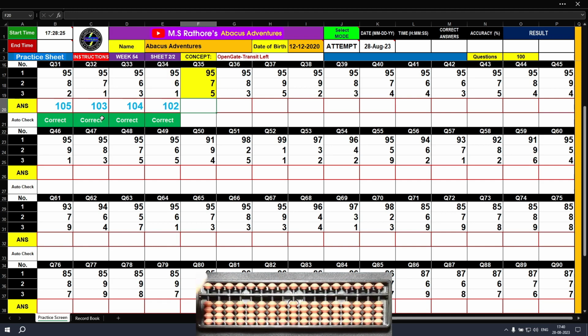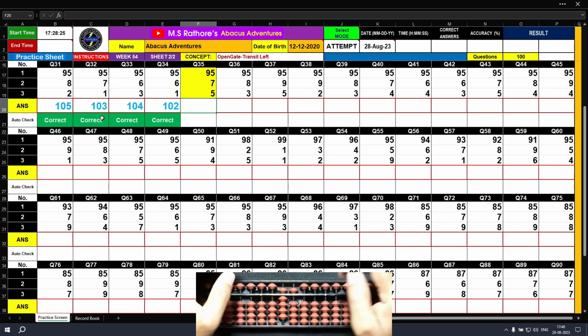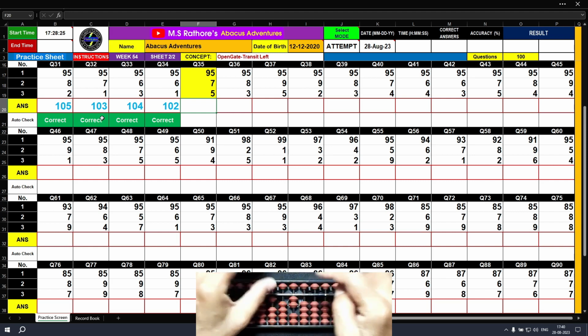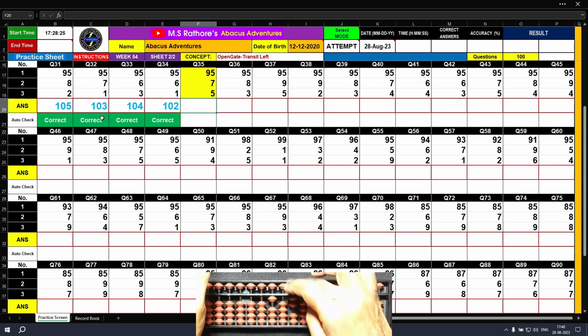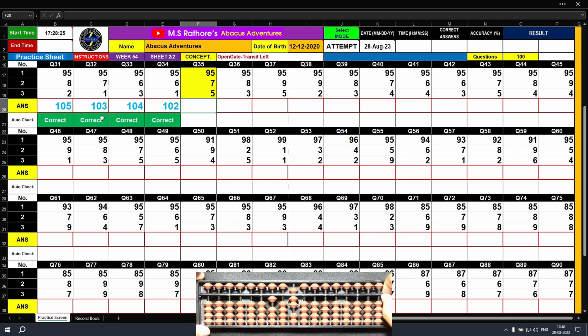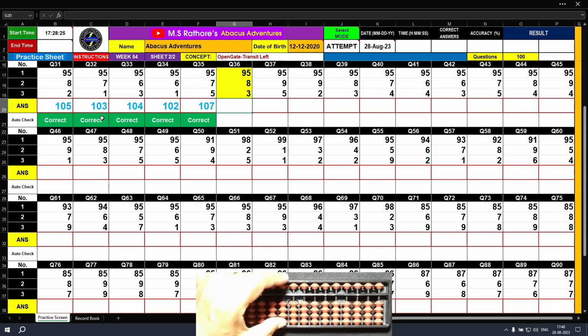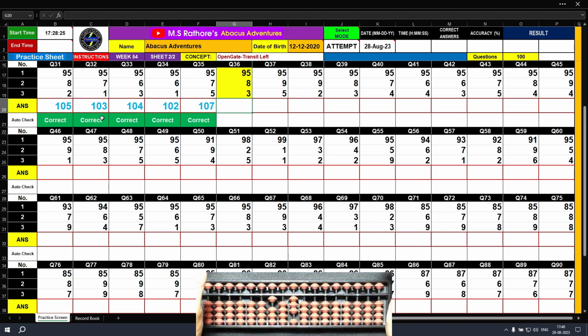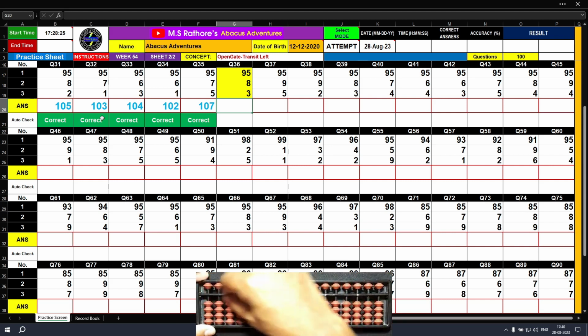Question number 35. Plus 90, plus 5, plus 7, plus 5, the answer is 107. Question number 36. Plus 90, plus 5, plus 8, plus 3, the answer is 106.